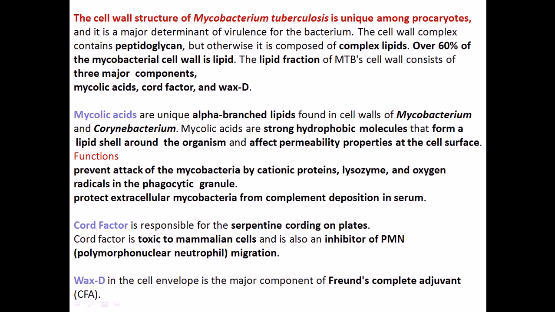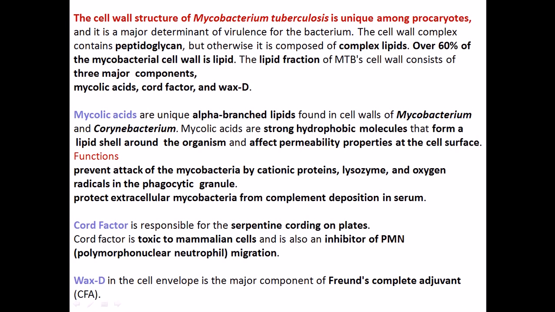What are the functions of having these mycolic acids or alpha branched lipids? This lipid shell prevents the attack of mycobacteria by different cationic proteins or enzymes like lysozyme and oxygen radicals. So this shell helps them prevent any kind of interaction or effect by proteins, lysozymes or oxygen free radicals. It also protects the extracellular mycobacteria from complement deposition in the serum, and helps block the opsonization process. So these are the functionalities that the bacteria gains due to having this mycolic acid layer.